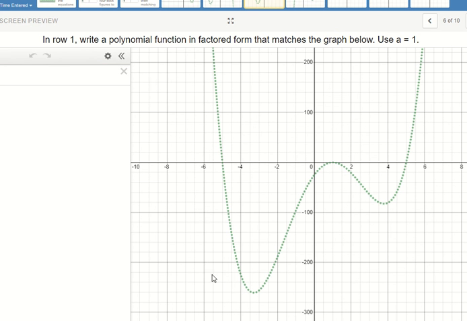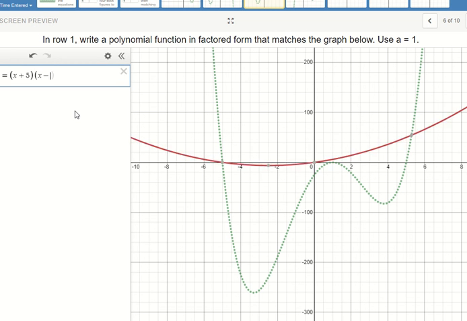So the next one, we're going to write the function for this one. It tells us what the coefficient is, so we don't have to worry about that. Then basically we just need to do the zeros, right? So f of x equals, and then we're going to find the zeros. We've got one here at -5, one here at +1, and one here at 5. Some of these are going to be different degrees, so we're not done yet, but x plus 5 times x minus 1 times x minus 5.